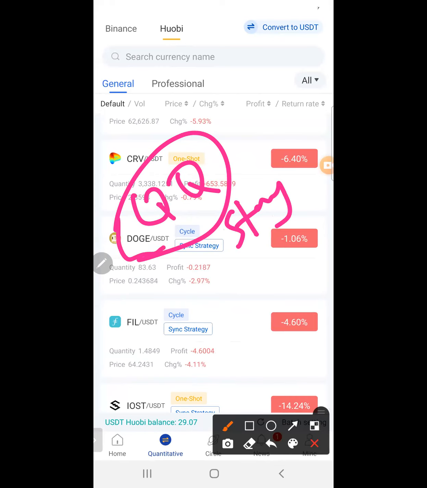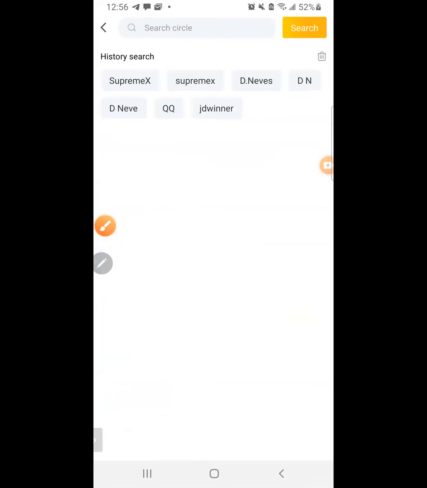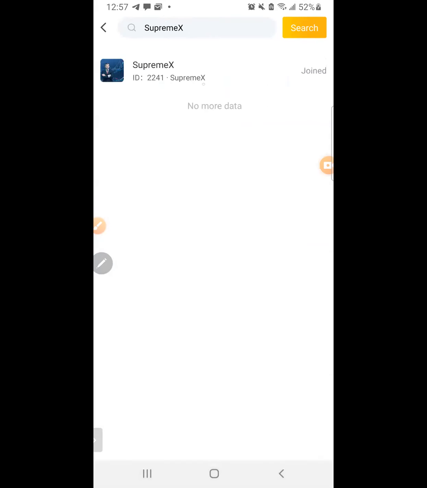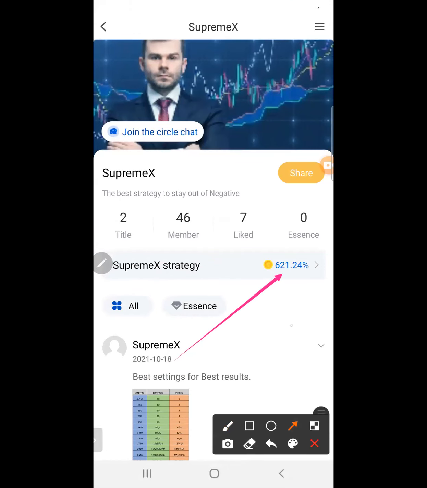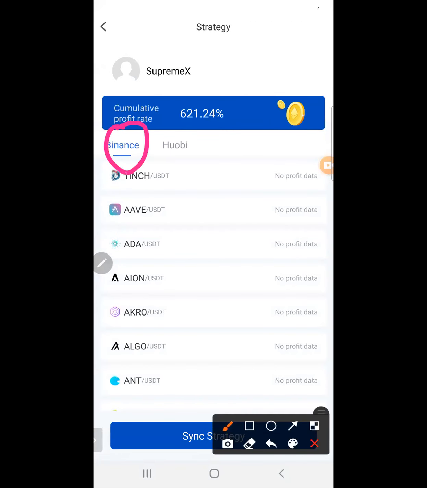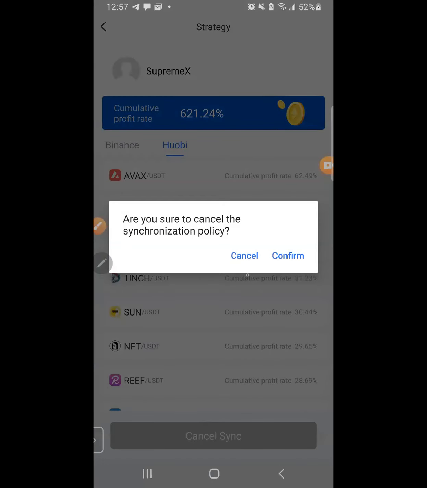Just come to cycle, same place where you took QQQ from, and search for Supreme X the same way. Just tap here, search Supreme X. Once you search it, it will come out. Once it comes out, do the same thing. Click here. Whatever exchange you use, if you use Binance, it's automatically selected already. If you use Huobi, make sure you select Huobi. Then click sync strategy. Sync will be here.